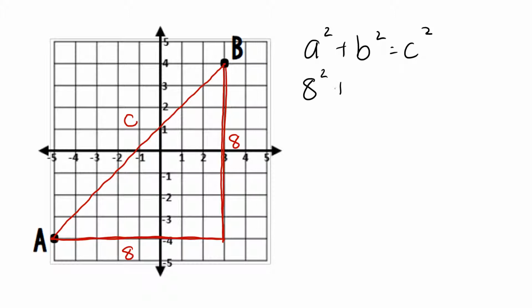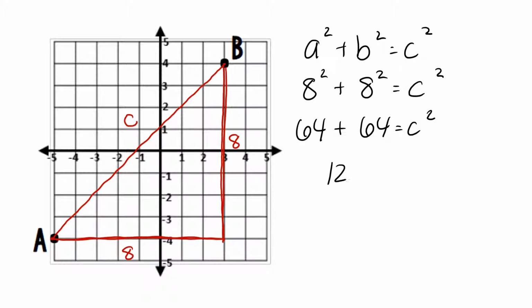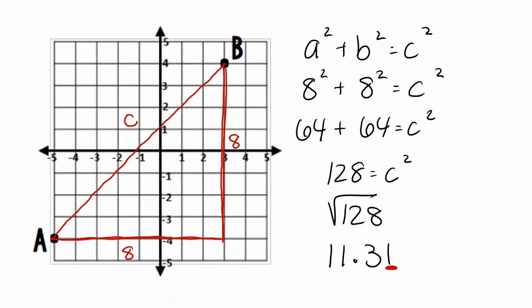A is 8, B is 8, 8 squared is 64, 8 squared is 64. Add those together and we get 128. Last step of the Pythagorean theorem is to take the square root. The square root of 128 is going to give us 11.31. Looking at the 1, 4 or less, we round down and get 11.3.